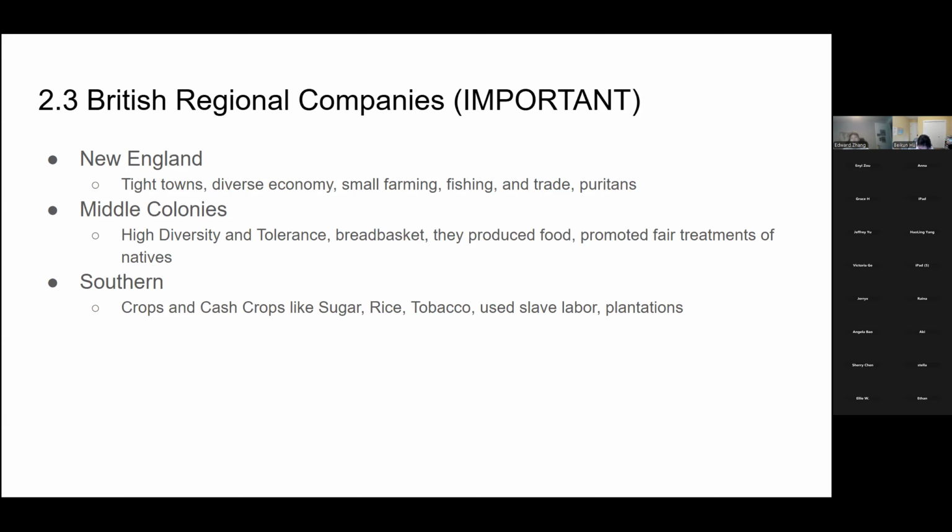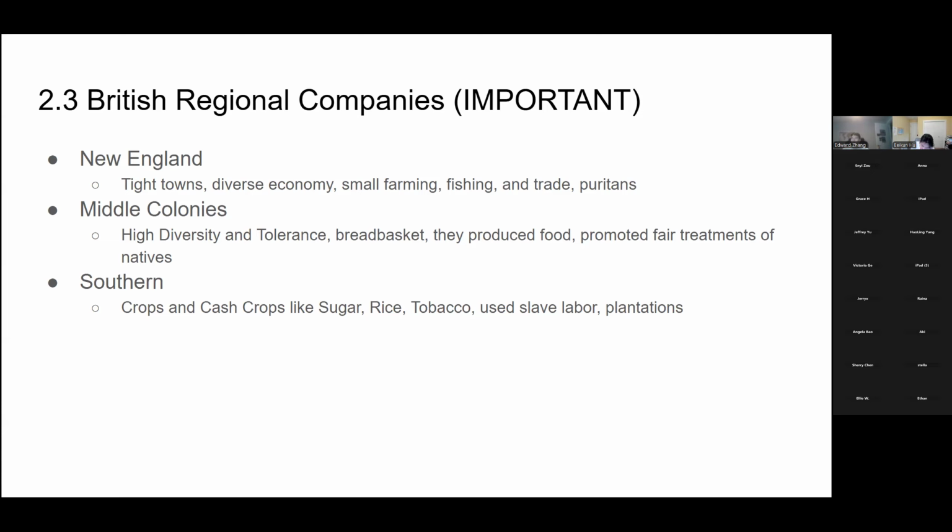And then the middle colonies. So I should first say the southern colonies are Georgia, South Carolina, North Carolina, these few. And then the middle colonies were from Virginia up to New York. So New York is actually included within the middle colonies. I don't really know why, because I'd associate the New with New England, but you have to know that distinction, okay? So these people were highly diverse and they tolerated many different religions.